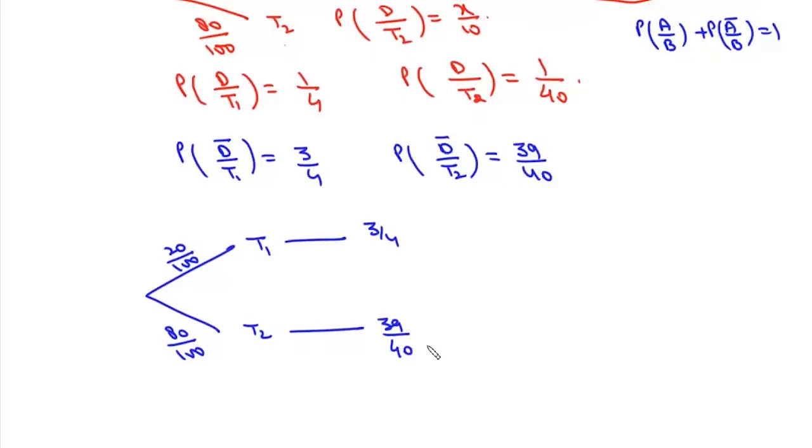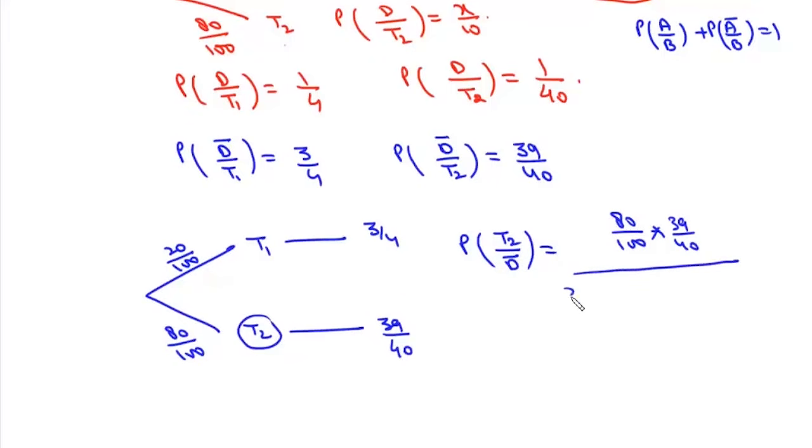Now, if it is non-defective, find the probability that it has come from T2. So we have to find this conditional probability that if it is not defective, it has come from T2. So we'll take this case in the numerator. So it will be this 80 by 100 into 39 by 40, divided by this 20 by 100 into 3 by 4 plus 80 by 100 into 39 by 40.